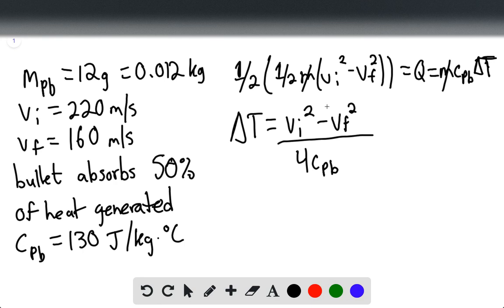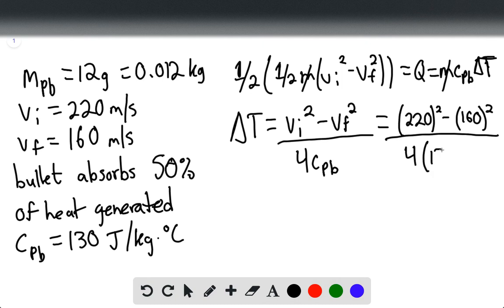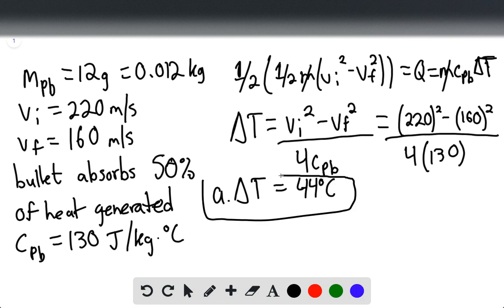So essentially, we're just taking the change in translational kinetic energy. We're taking 1/2 of that change, and then we're going to set it equal to the formula for the thermal energy. So this will be equal to 220 squared minus 160 squared divided by 4 times 130. And we're getting that delta T is going to be equal to 44 degrees Celsius. So for part A, the temperature of the bullet rises by 44 degrees Celsius.